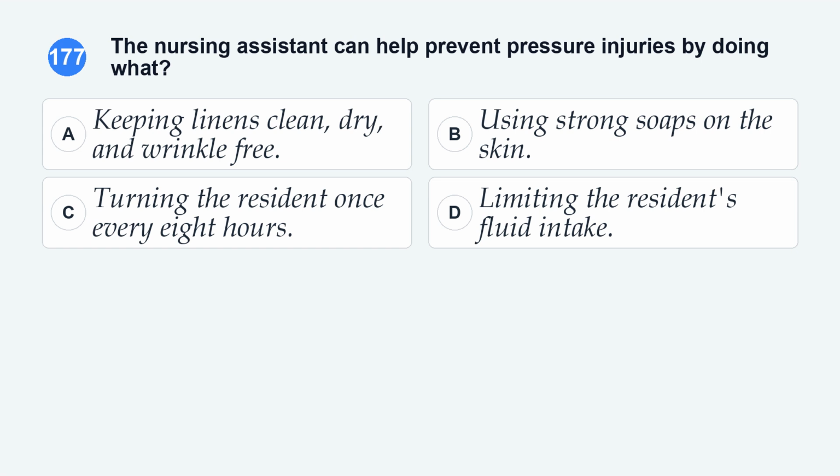Option A. Keeping linens clean, dry and wrinkle-free. Option B. Using strong soaps on the skin. Option C. Turning the resident once every 8 hours. Option D. Limiting the resident's fluid intake.